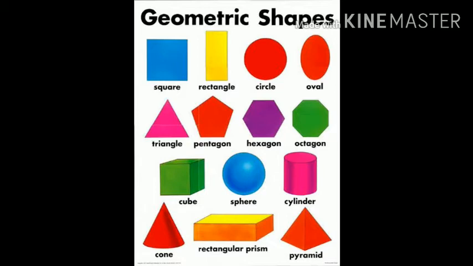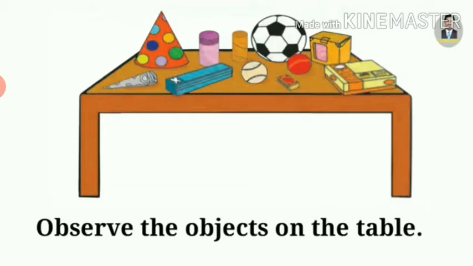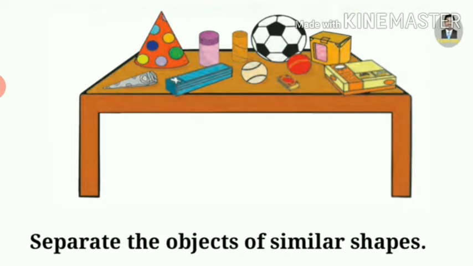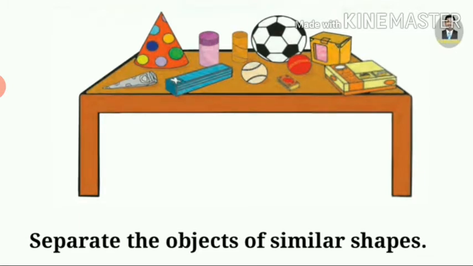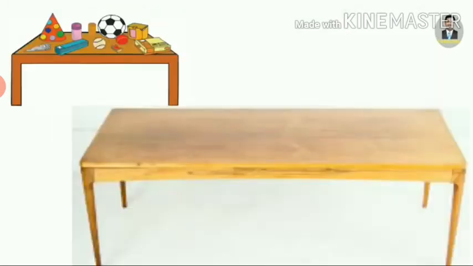Yesterday we learned geometrical shapes, right? Do you remember this? Now we will revise this topic again. So are you ready to do this? Let's revise the topic. Let's observe the objects on the table. You can see a lot of objects. Separate the objects of similar shapes. Now let's separate the objects.